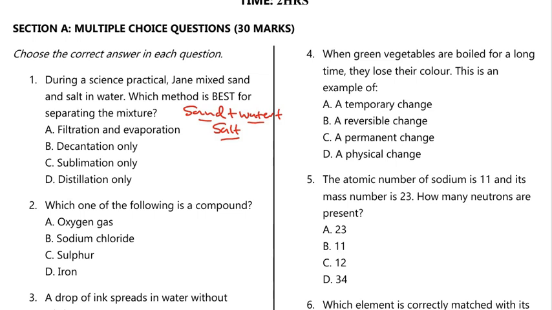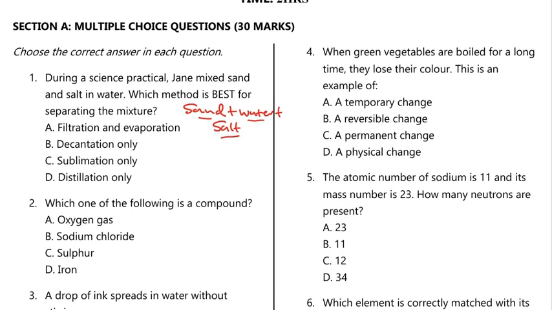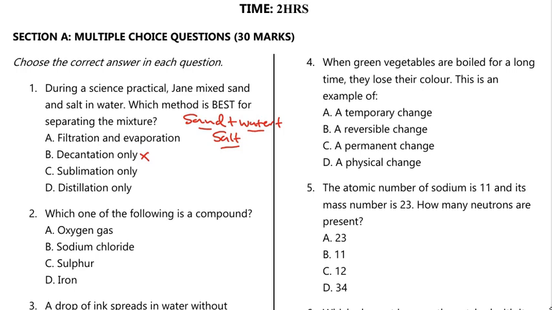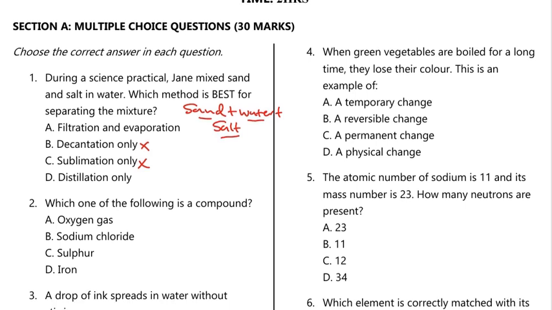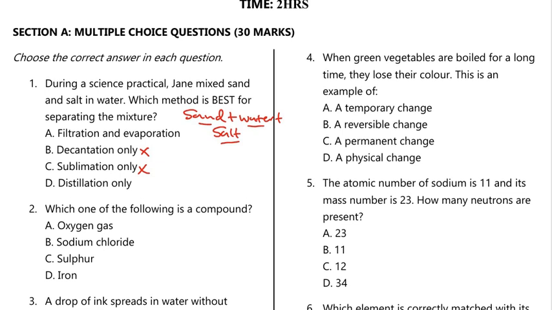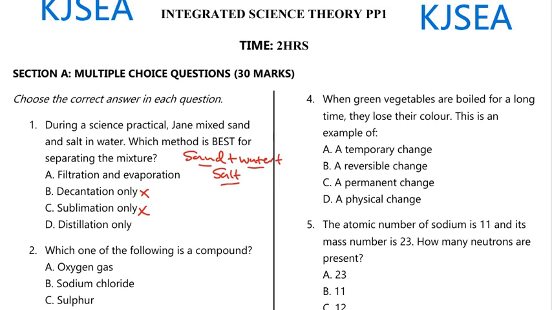So decantation would have been used if we had only sand and water. So decantation will not work because salt particles will dissolve in water. Sublimation, we don't have a substance that sublimes here, so it cannot be used. Distillation only, this would have been used if we had two miscible liquids of different boiling points, or a solid and a liquid. But now we have two solids that need to be separated. So option D. We move to A, filtration.